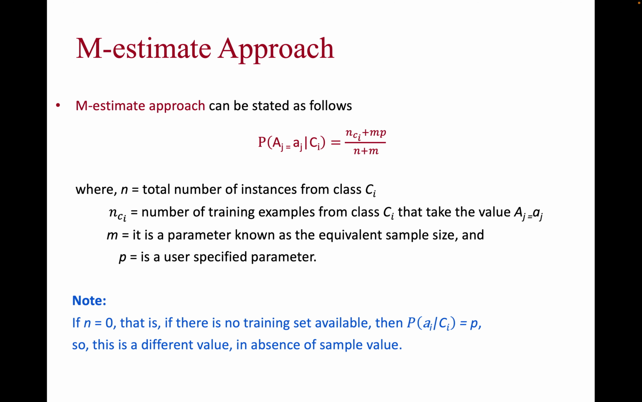M estimate approach can be stated as follows. P(Aj | Ci) equals (nCi + m·p) / (n + m), where n equals total number of instances from class Ci, nCi equals number of training examples from class Ci that take the value Aj. m is a parameter known as equivalent sample size and p is a user-specified parameter. Note if n equals 0, that is, if there is no training set available, then P(Aj | Ci) equals p.